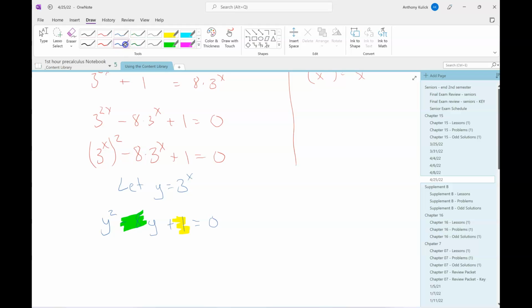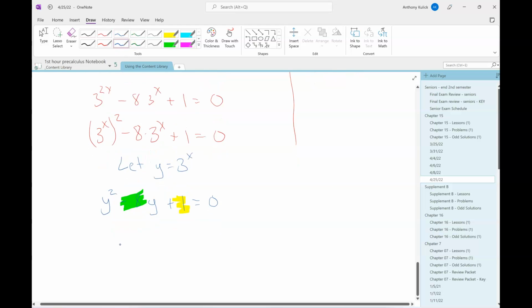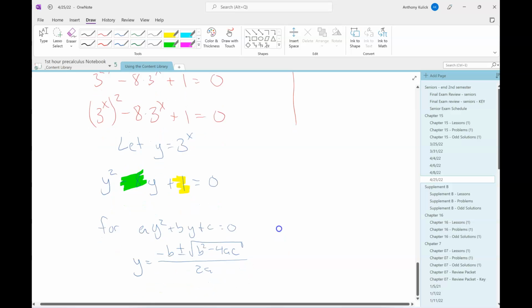Quadratic formula. Okay, who remembers the quadratic formula? Well, I do. It's x equals -b plus or minus the square root of b squared minus 4ac over 2a, I think. That sounds good.